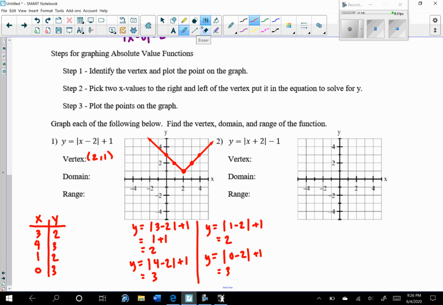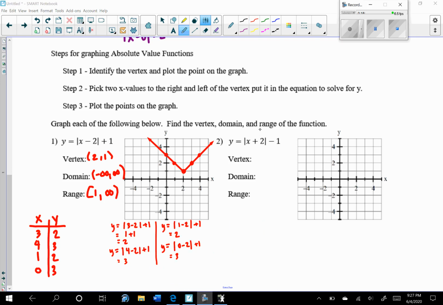Then we want to go ahead and state the domain and the range. So the domain is all real numbers, negative infinity to infinity. And the range, the lowest value we have is at 1, so bracket 1, and it goes to infinity. So go ahead and try to do the second one on your own, and then when you're finished, you can unpause the video and check your work.